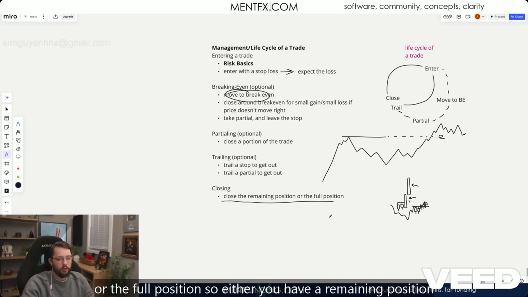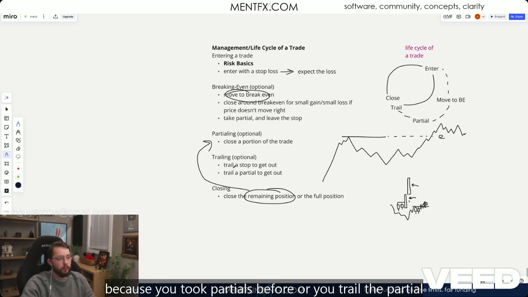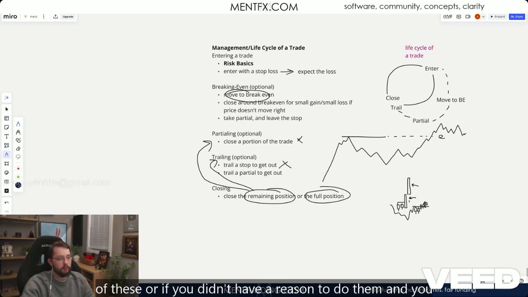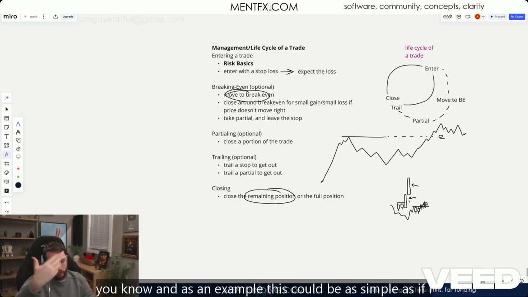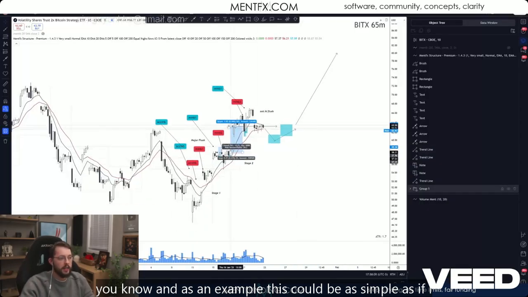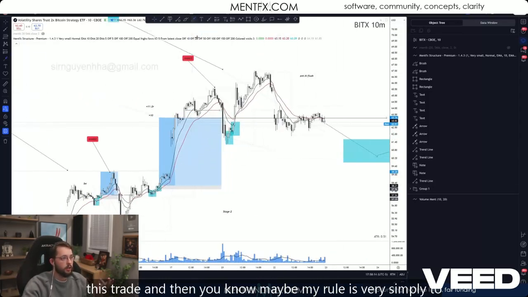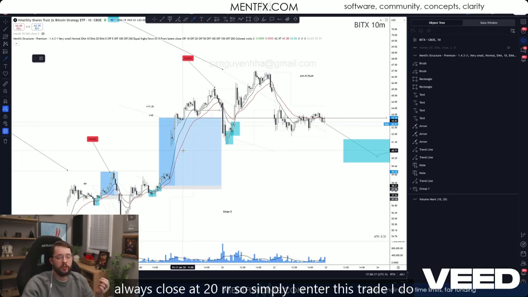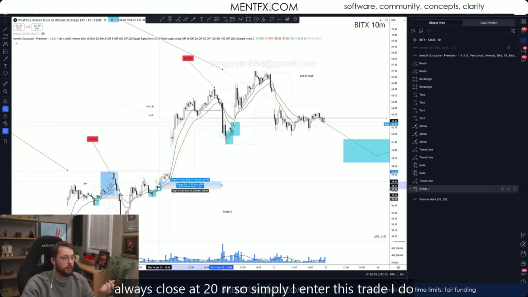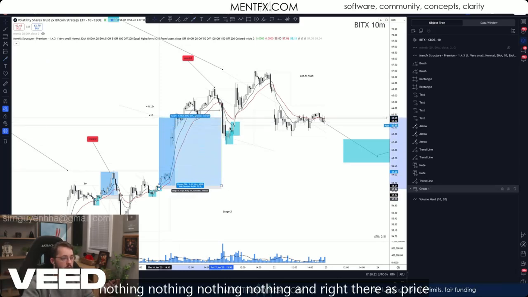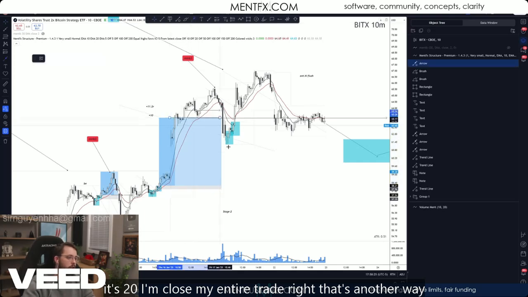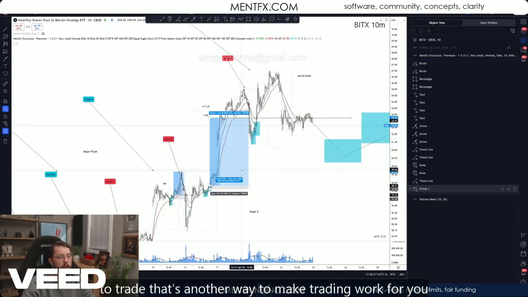You close the remaining position or the full position. So either you have a remaining position because you took partials before, or you trailed the partial before, or you close the full position if you didn't do some of these, or if you didn't have a reason to do them, and you close your full position entirely, right? So as an example, this could be as simple as if I didn't take partials here and I simply got into this trade, and then maybe my rule is very simply to always close at 20 RR. So simply I enter this trade, I do nothing, nothing, nothing, nothing, and right there, as price hits 20, I close my entire trade, right? That's another way to trade. That's another way to make trading work for you.